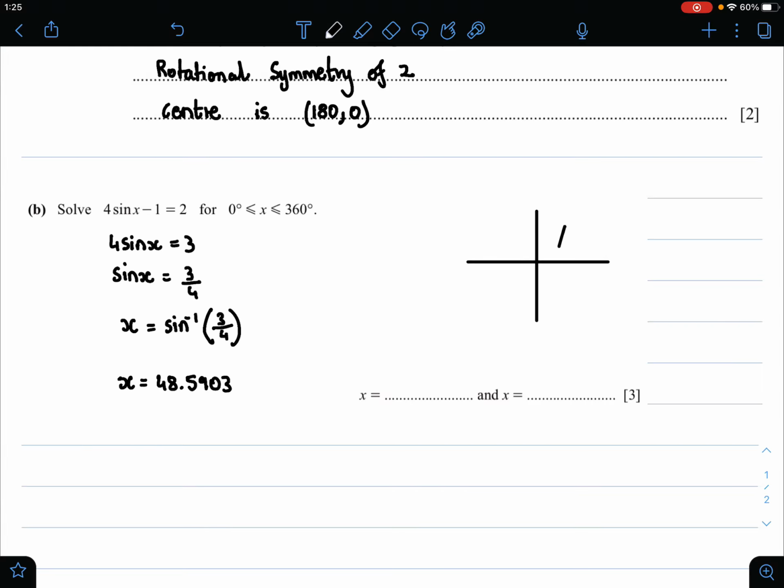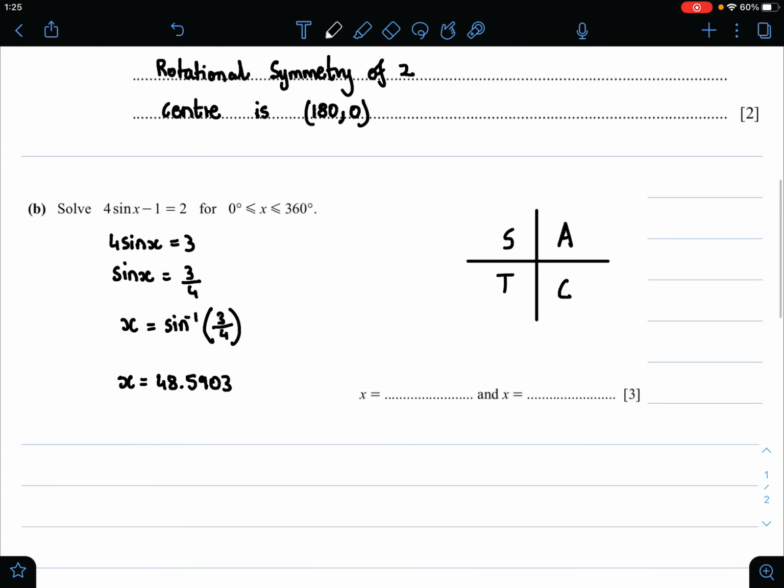You can remember this as the first quadrant is where all the trigonometric functions are positive. So you can remember this acronym as ASTC, which is all silver tea cups. So you can remember it like this. So S is where all the sine values are positive, T is where the tan values are positive, and C is where the cos values are positive, and A, of course, is where all the values are positive.